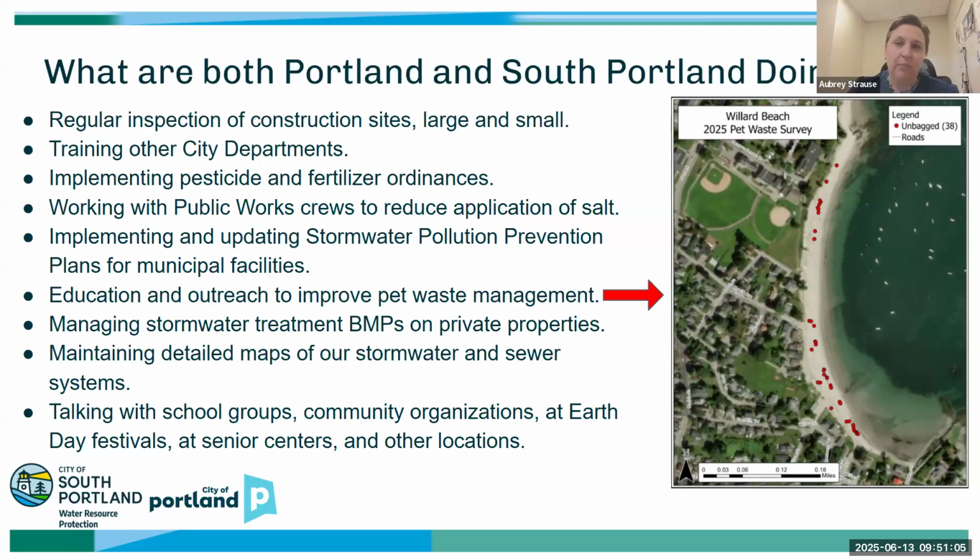So we survey those. We have an app. We take a picture of each one and it gets geolocated and we have to report that to the state. We have to demonstrate to the state that we are changing the behavior of people in our community. So this is a major effort and we have to do it.